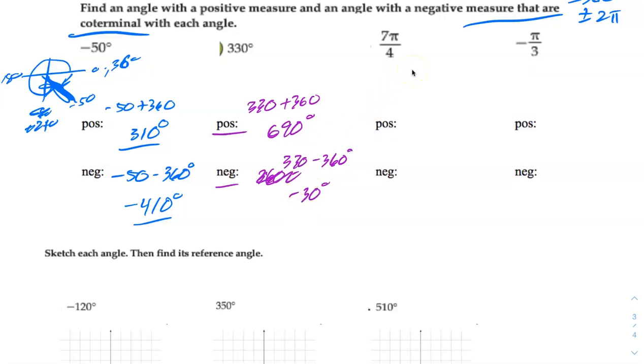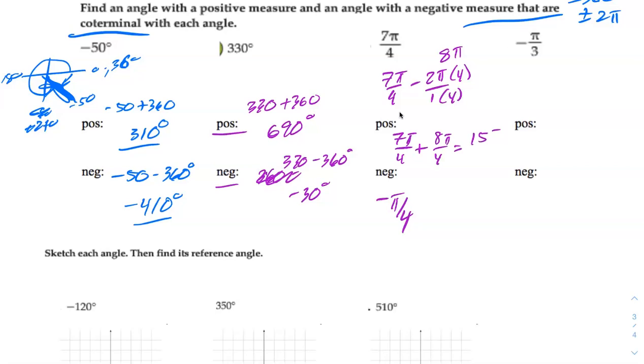7 pi over 4, same idea, but now with radians. If you have 7 pi over 4, we're going to subtract 2 pi. Common denominator, 2 pi is 8 pi over 4. So we're just doing fractions essentially. Subtracting fractions, I get negative pi over 4. I did a negative one first. Now let's do the positive one. Let's add 8 pi over 4. So I get 15 pi over 4.